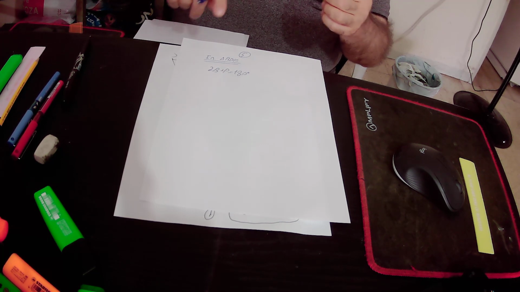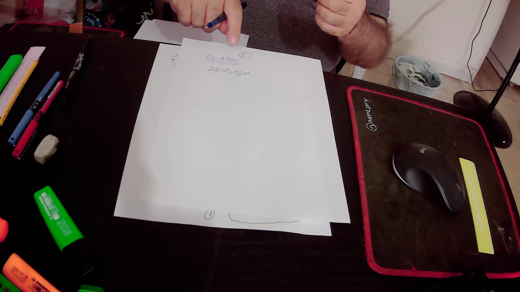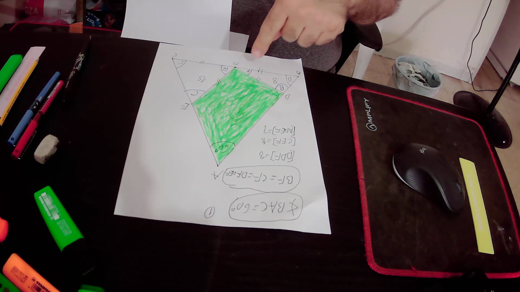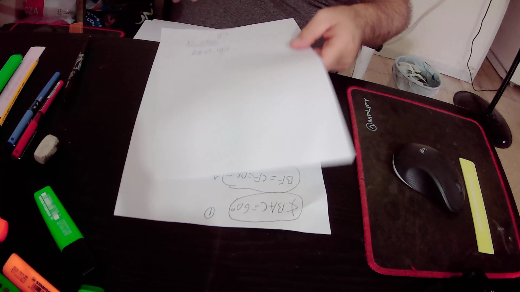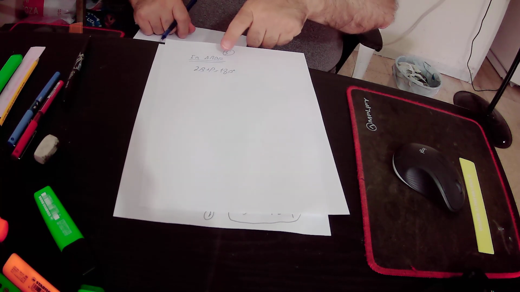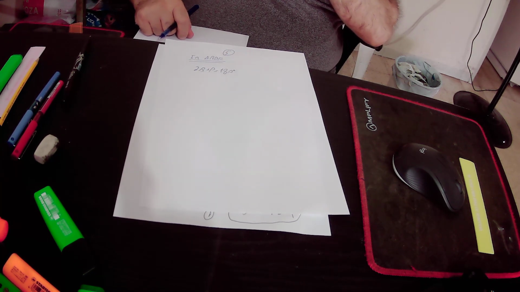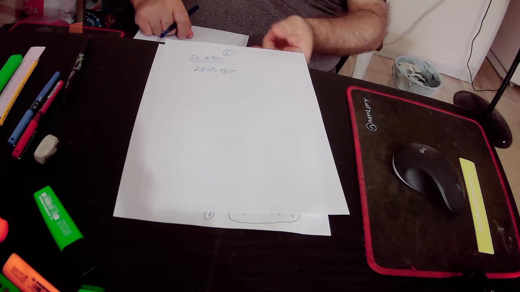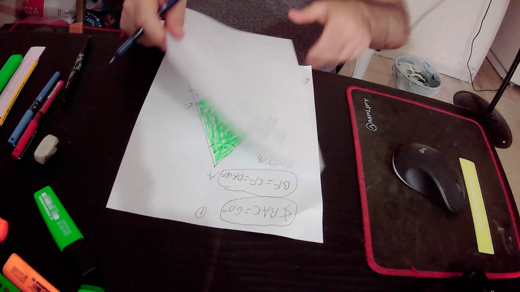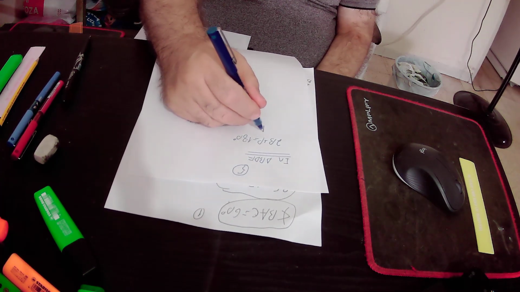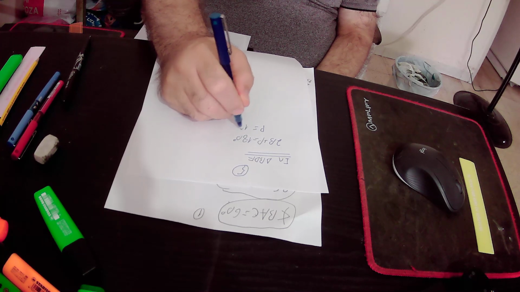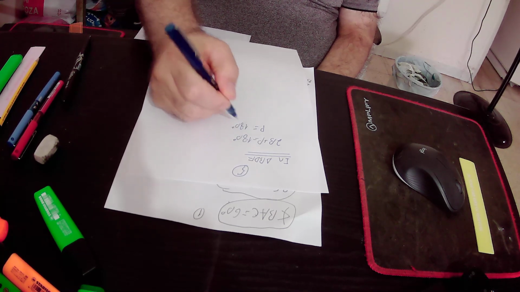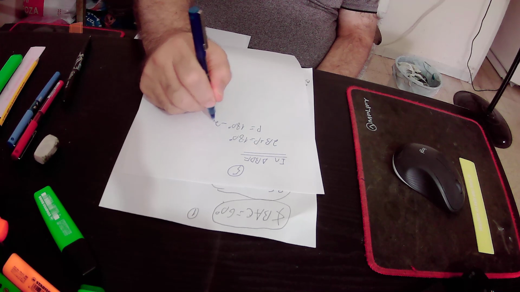Therefore, in triangle BDF, the sum of the angles is equal to 180 degrees. That is to say, beta plus P equals 180 degrees. So here we will subtract 2B from this equality, and we will get that P equals 180 degrees minus 2B.